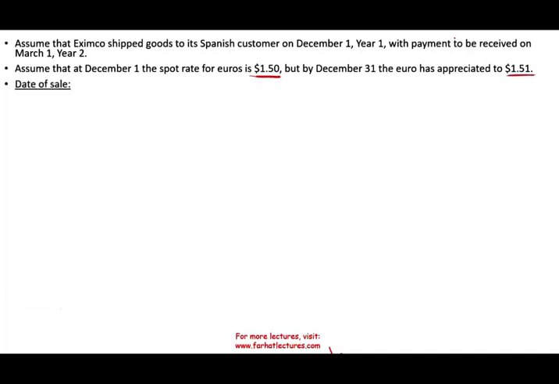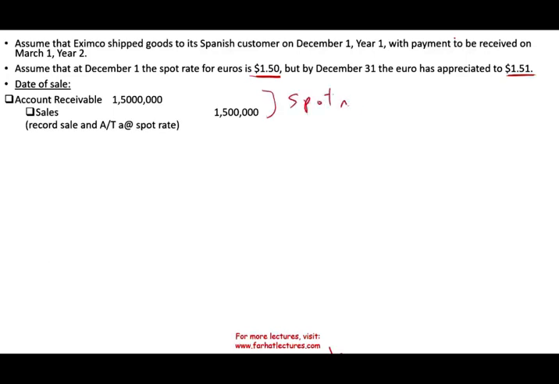So here's the deal. We sold 1 million worth of euros. The rate is $1.50 on the date of the sale. So when we record the sale, we record it at the spot rate. That's always the case. So at the spot rate, we have 1.5 million in receivable, 1.5 million in sales.